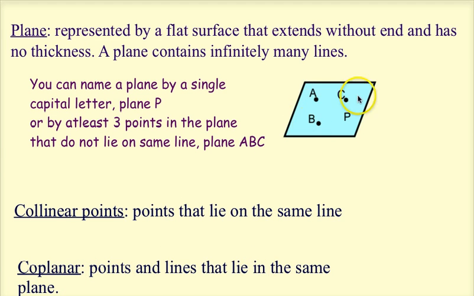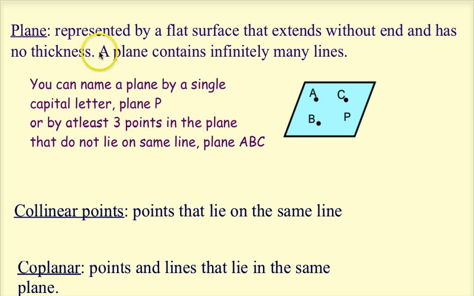So here's an example of a plane up here. And coplanar, so any points like A, B, C, they lie in the same plane, those are coplanar. Any lines that lie in the same plane are coplanar. If I connected AB, I have a line. If I connected BC, I have a line. They lie in the same plane. They are coplanar.